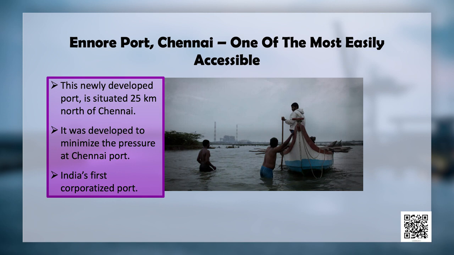Ennore, located near Chennai, is one of the most easily accessible ports of India. This newly developed port is situated 25 kilometers north of Chennai. It was developed to minimize the pressure at Chennai port, and it is also India's first corporatized port.